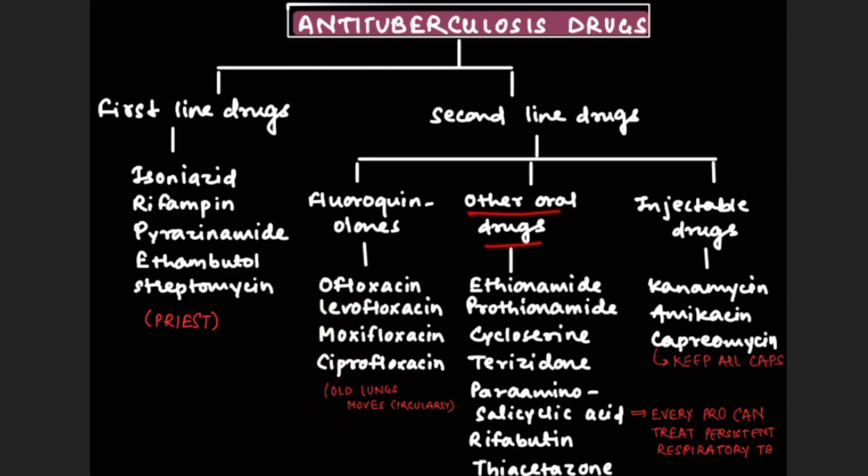Then oral drugs, so that is ethionamide, then prothionamide, then cycloserine, terizidone, para-aminosalicylic acid, then rifabutin and thiacetazone. Then in injectable drugs, there can be kanamycin, amikacin and capreomycin. You can remember this by "keep all caps". And you can remember other oral drugs by "every pro can treat persistent respiratory TB". So this was all about classification of anti-tubercular drugs.